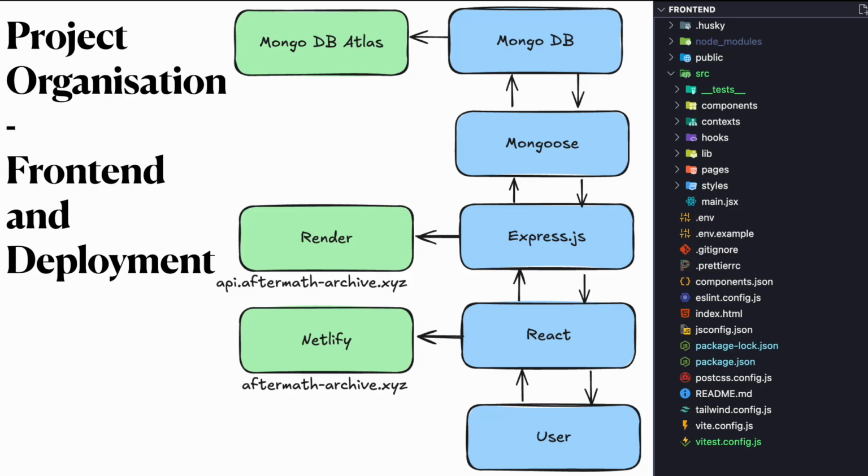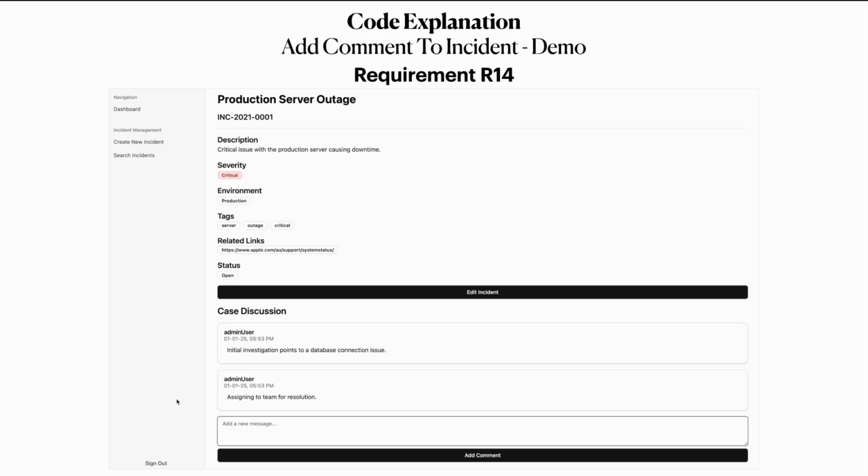For the front end folder structure, we've gone with a fairly standard React style framework with separate components, contexts, hooks, and pages. We've used Tailwind CSS for styling, so the styles folder is fairly empty. We'll start with a demo before diving into a code explanation.